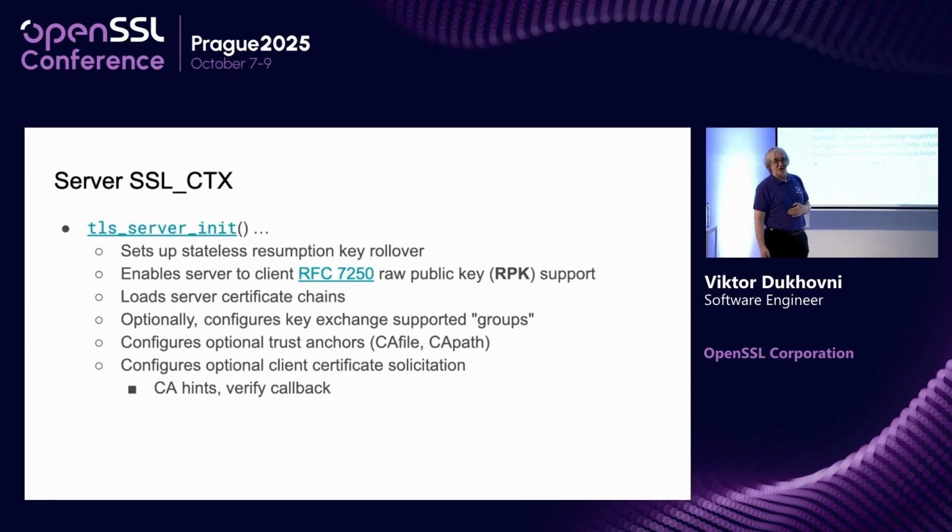Stateless resumption key rollover. I'll spend a bunch of slides talking about that. Postfix has support for raw public keys because in SMTP, certificates aren't always the appropriate way to authenticate a client or server. Sometimes the public key is good enough and, in fact, better. Postfix has a fairly sophisticated configuration for loading server certificate chains. You'll hear more about that.